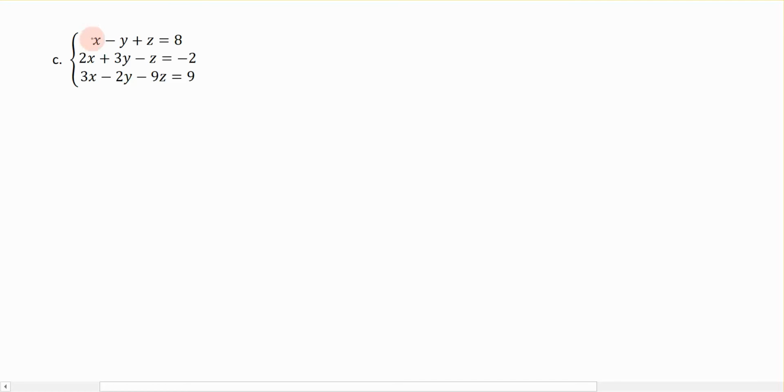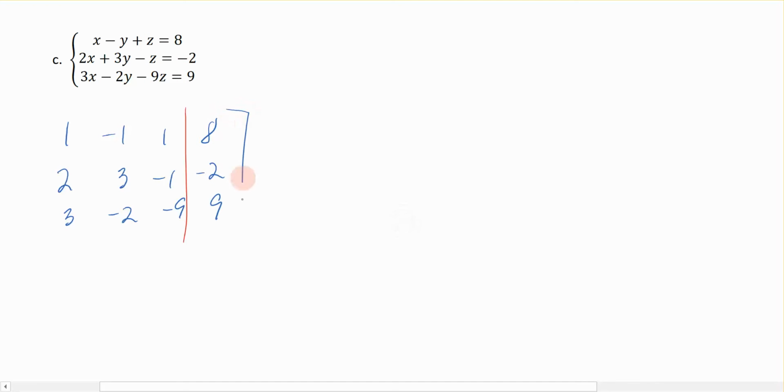Now the first row comes from the first equation, so it's the coefficients of x, y, and z. So 1, -1, 1, and then also what it's equal to, 8. Moving on to the second row, we have 2, 3, -1, -2, and the final row is 3, -2, -9, 9. And again, the 3 leftmost columns are the variable columns, so they stand for my x's, my y's, and my z's, and the rightmost column is the answer.